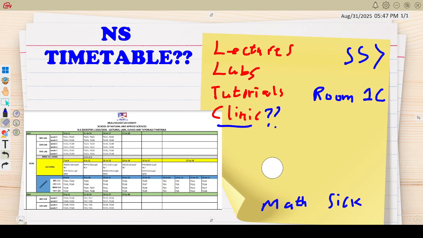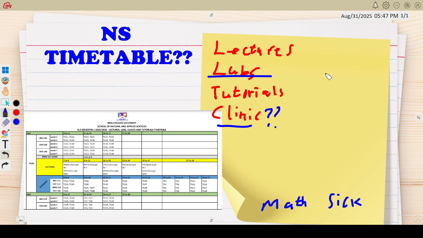Yeah, so let me make you understand. Labs are only in 3 courses: biology, chemistry, physics. This is why you have labs. But for math, since you don't have labs, you have clinics. Per lab, it's 3 hours. One lab is 3 hours.